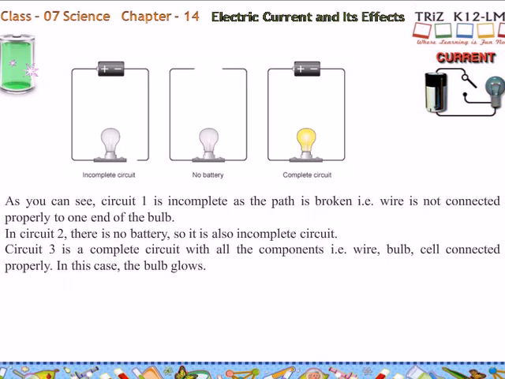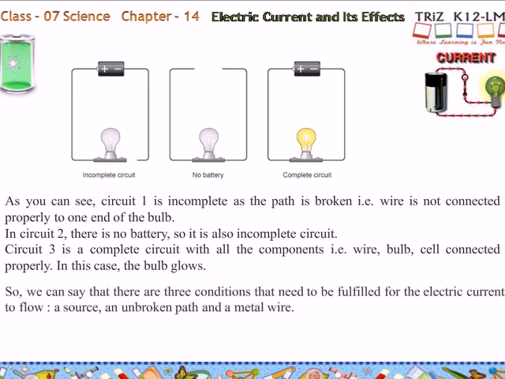As you can see, circuit 1 is incomplete as the path is broken, that is, the wire is not connected properly to one end of the bulb. In circuit 2, there is no battery, so it is also an incomplete circuit. Circuit 3 is a complete circuit with all the components, that is wire, bulb, cell, connected properly. In this case, the bulb glows.